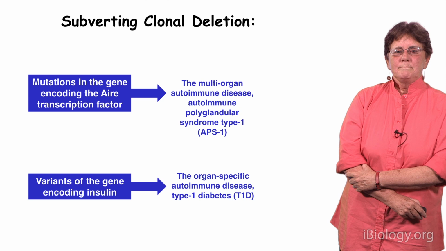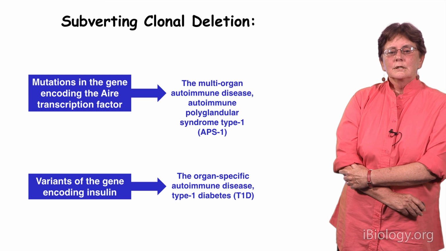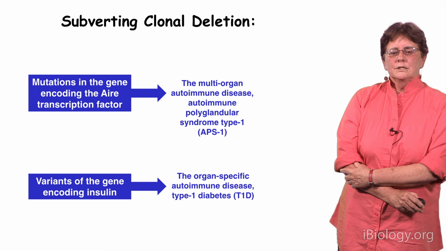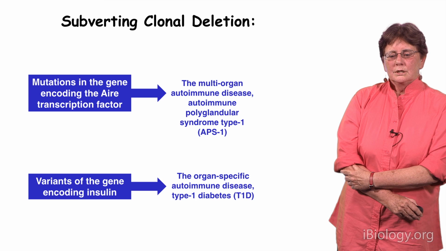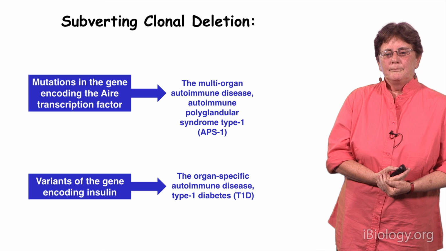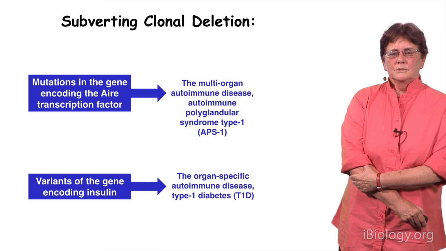As an example of how important clonal deletion can be, one should recognize the fact that there are human autoimmune diseases which reflect deficits in clonal deletion. So in one example, there's a mutation in a transcription factor which is important as a general effector of immunological tolerance. And so what happens is that these individuals get a multi-organ autoimmune disease called autoimmune polyglandular syndrome type 1.